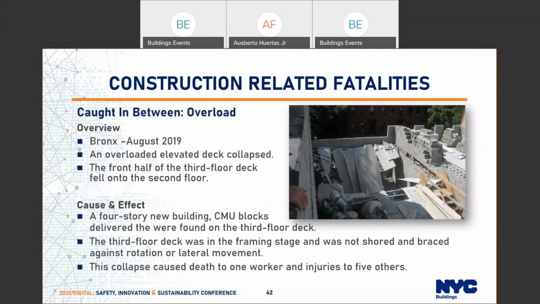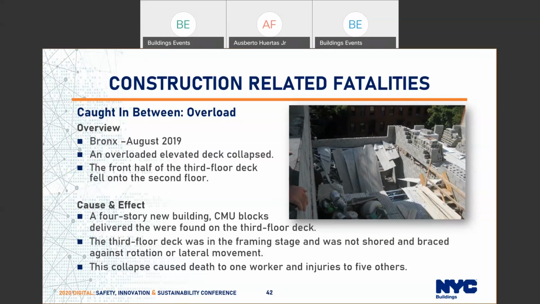This incident occurred in the Bronx in August of 2019. This is a cold-formed steel building with CMU blocking. An overloaded elevated deck collapsed when the load was placed on it. The front half of the third floor deck fell onto the second floor.